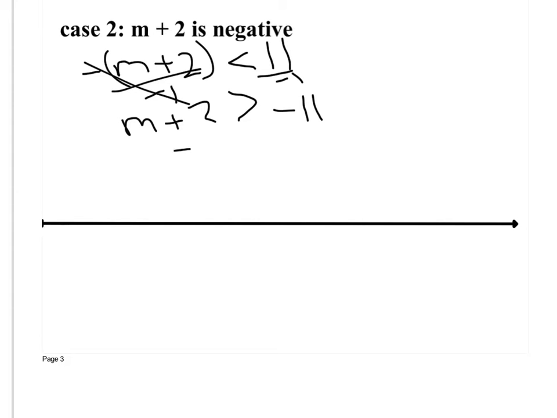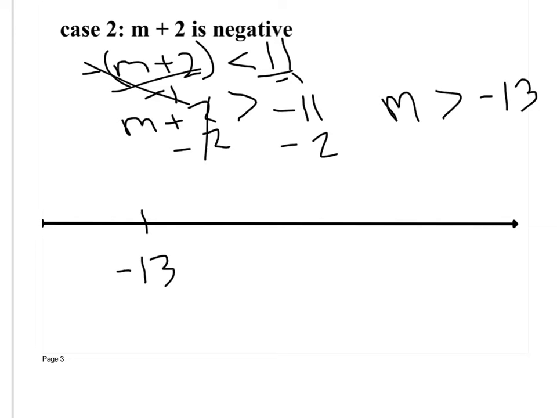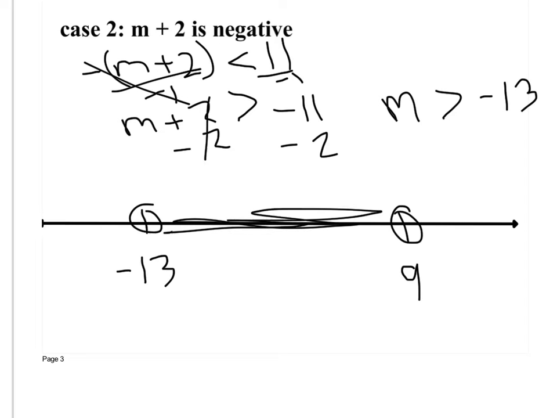Now we solve for m, so we subtract 2. M is greater than -13. Now I need to graph those. So m is greater than -13, so it's an open circle going to the right. And remember case 1 where m was less than 9, so it's an open circle going to the left. So m could be any number between -13 and 9.